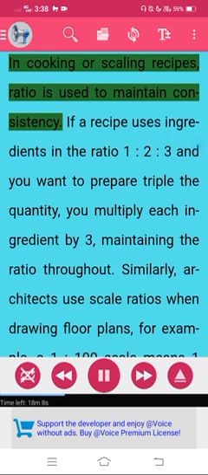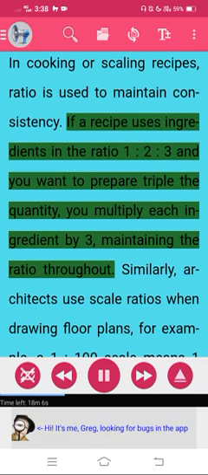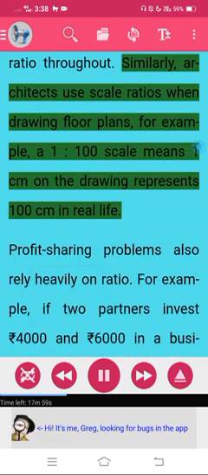In cooking or scaling recipes, ratio is used to maintain consistency. If a recipe uses ingredients in the ratio 1:2:3 and you want to prepare triple the quantity, you multiply each ingredient by 3, maintaining the ratio throughout. Similarly, architects use scale ratios when drawing floor plans. For example, a 1:100 scale means 1 centimeter on the drawing represents 100 centimeters in real life.